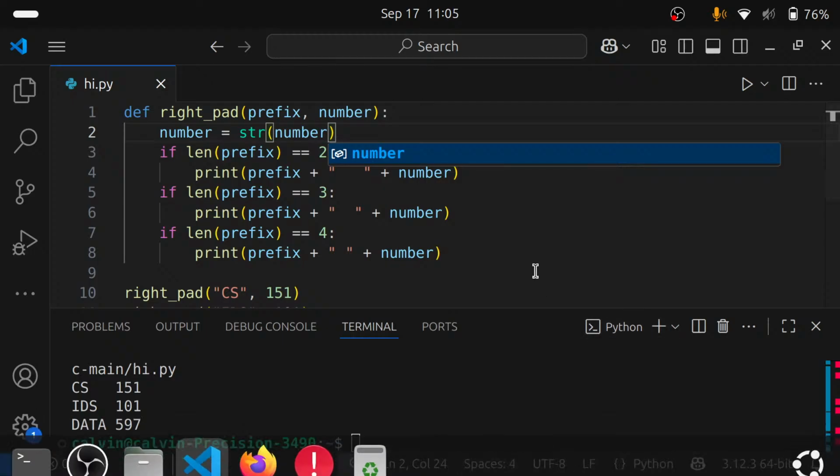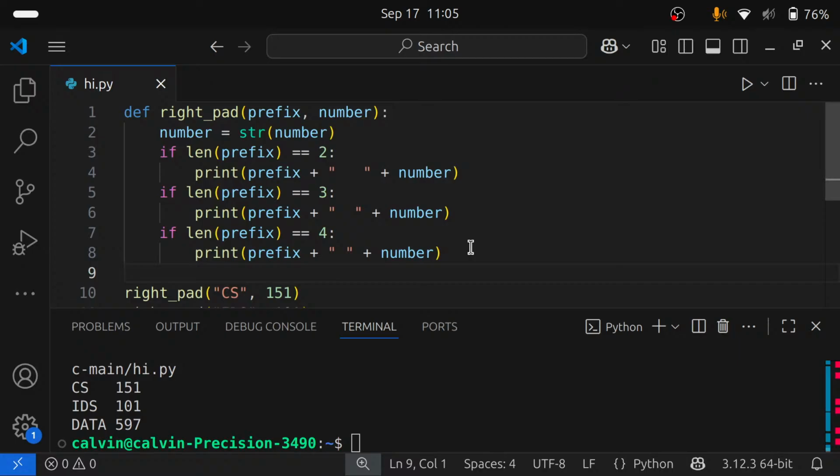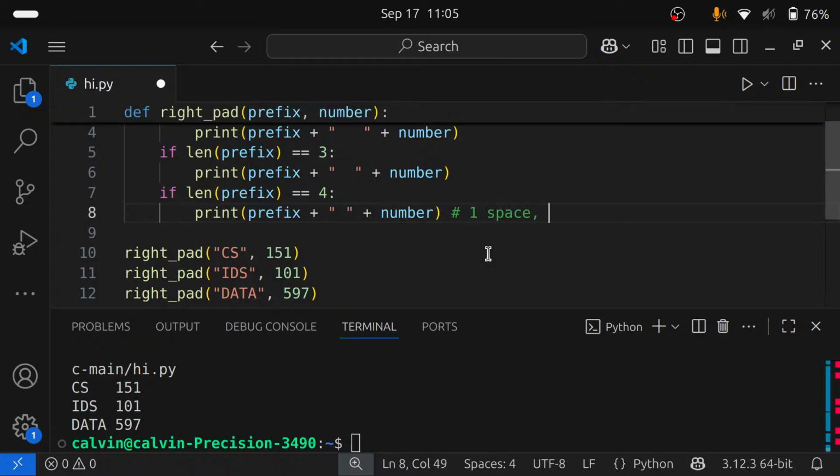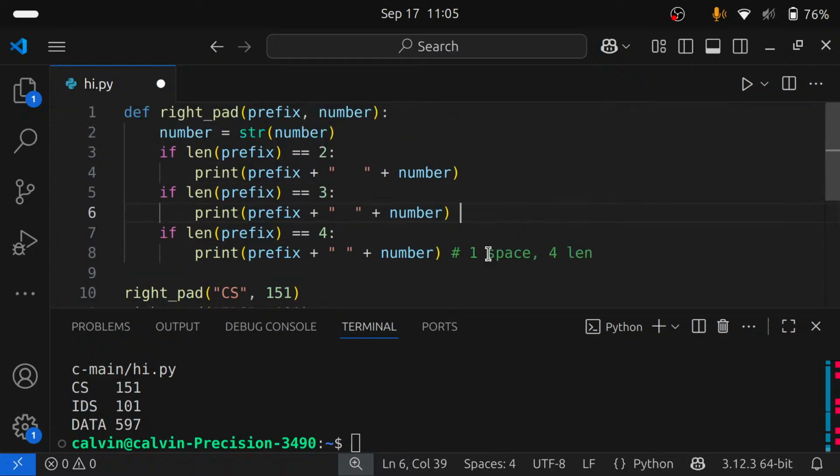Okay, so I mentioned previously I'm a hater. You know what I hate? Writing the same code more than once. Right? Like, this is repeated, this is repeated, this is repeated. Ew, no, bad, gross, right? Okay, so what I'm going to do instead is I'm going to say, well, this line has 1 space and 4 len. This one has 2 spaces and 3 len. And this one has 3 spaces and 2 len.